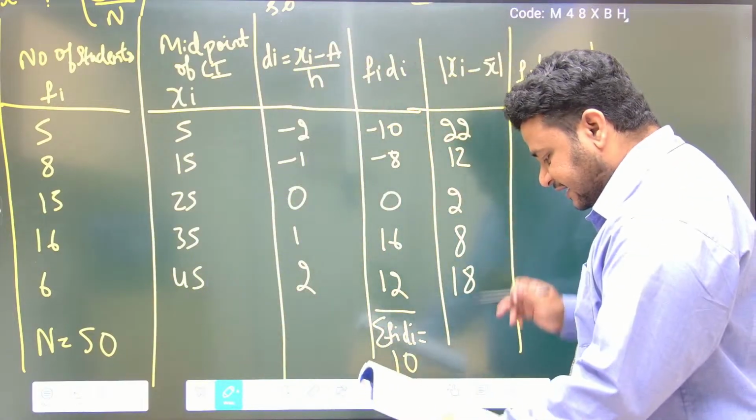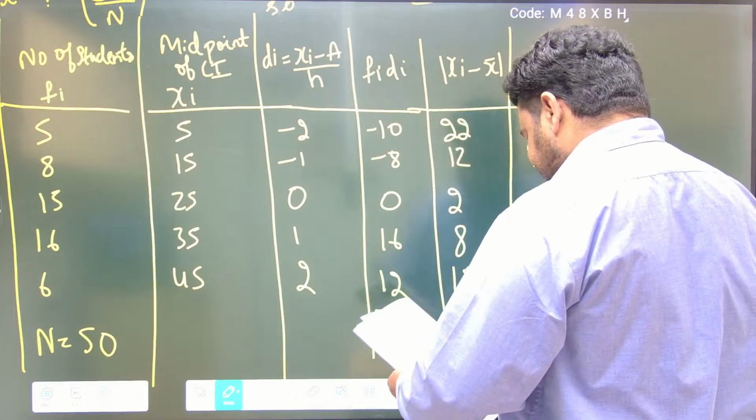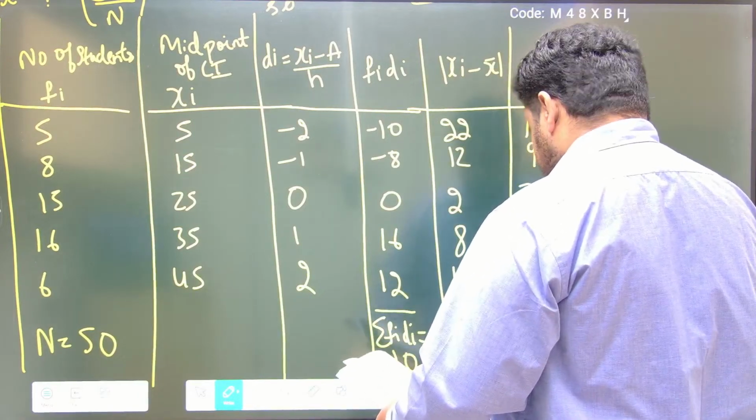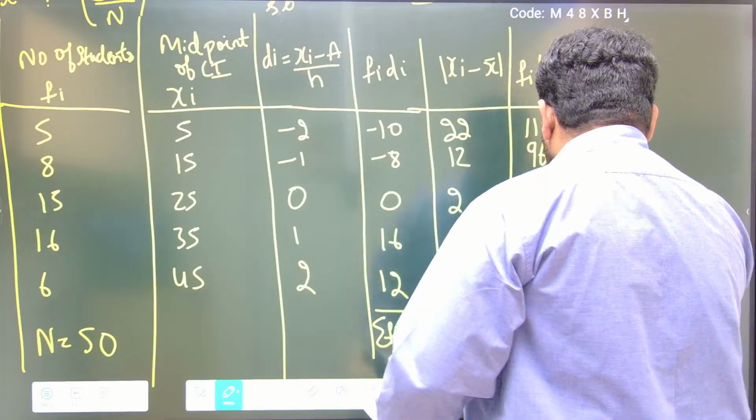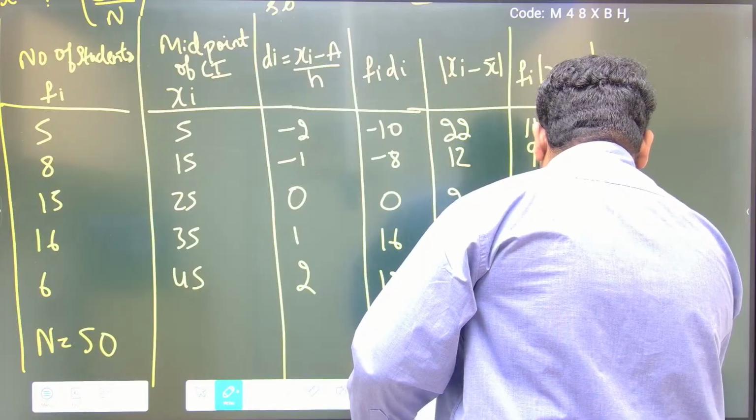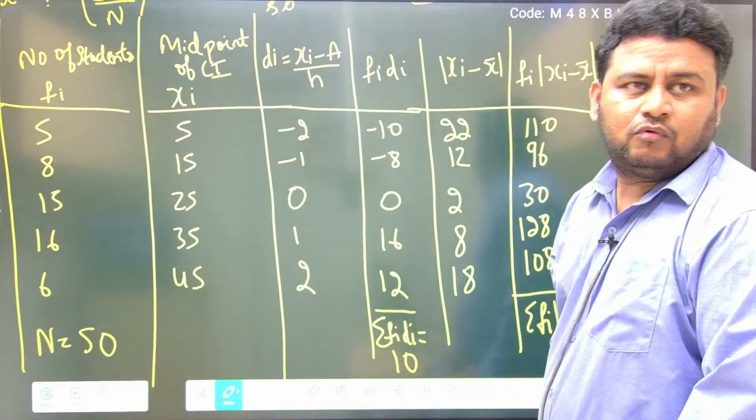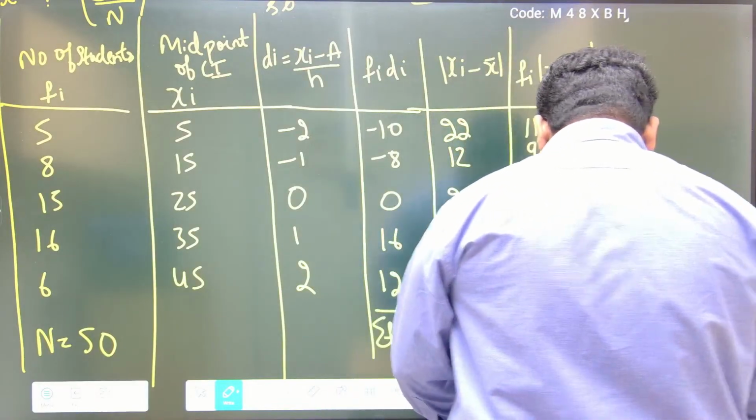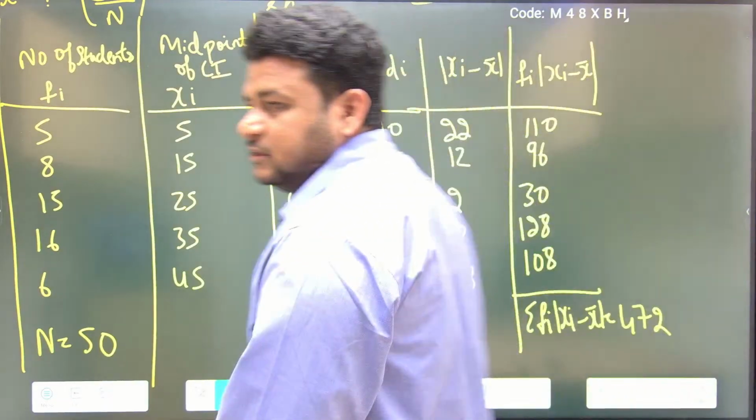Let us do Fi into Xi minus X bar. What will we get here? We will get 110, 96, 30, 128, and 108. Now if you do the summation of Fi into Xi minus X bar, the value we will be getting is 472.